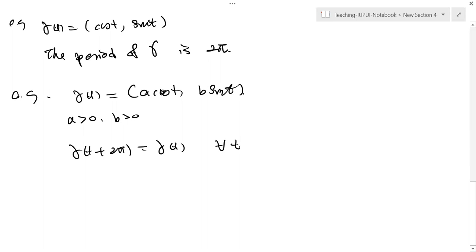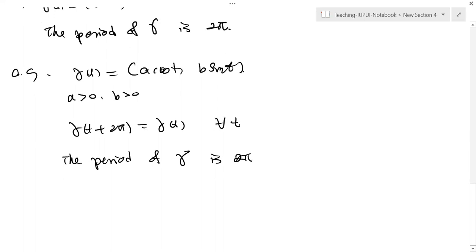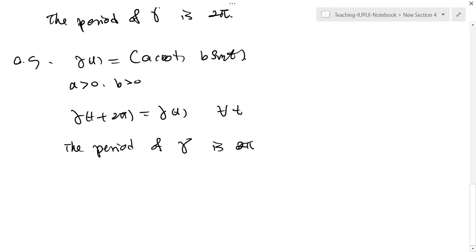So the period of this function must be 2 pi, okay? The period of this function is 2 pi. Now, to prove it, you have to say a few words. Why is 2 pi the smallest positive number such that the above identity holds? And you do need to give a proof. You cannot just make an obvious claim, okay?